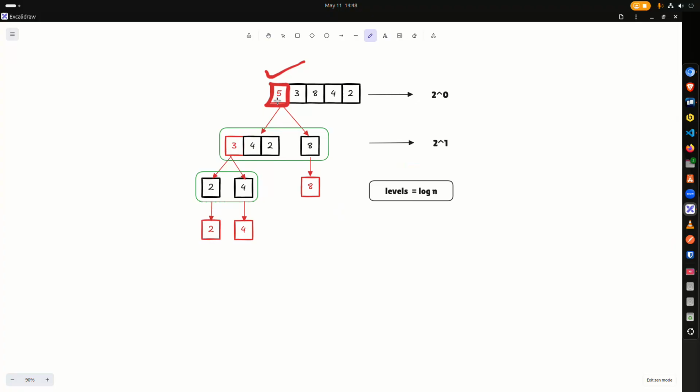And how do we do that? Let's say that any value that is less than 5, we put on the left side. What are those values from this array? 3, 4, 2, right? These values are less than 5. So we create an array with the values that are less than 5 and put it on the left side, and on the right side we put the values that are greater than 5, which is 8 in this case. And now we have this sub problem that we want to divide into further sub problems.